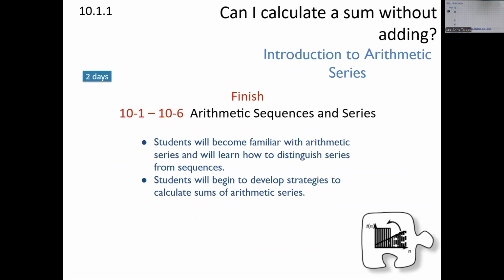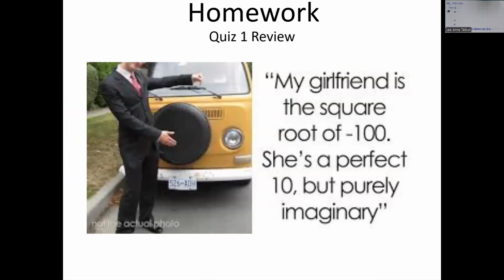Okay. Then this is from yesterday. So we finished 10-1 to 10-6. And the homework was the quiz run review, and it says my girlfriend is the square root of negative 100. She's perfect 10, but purely imaginary.